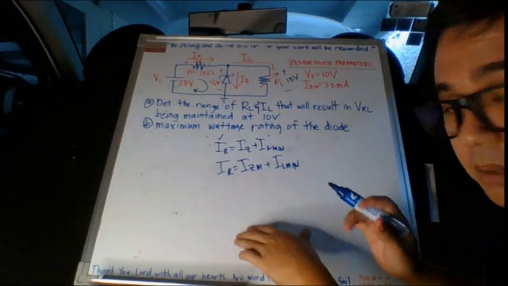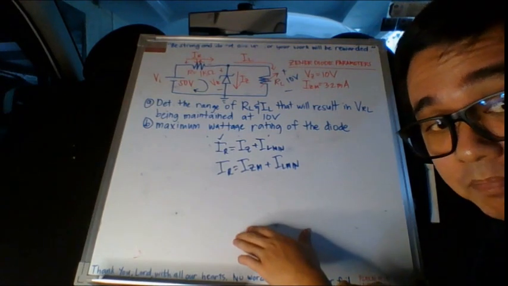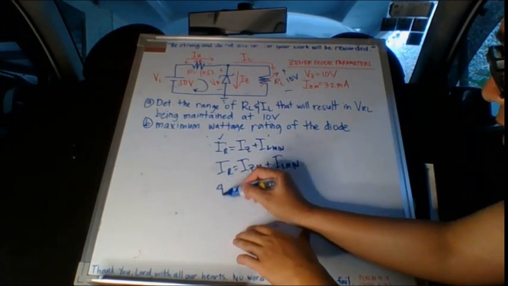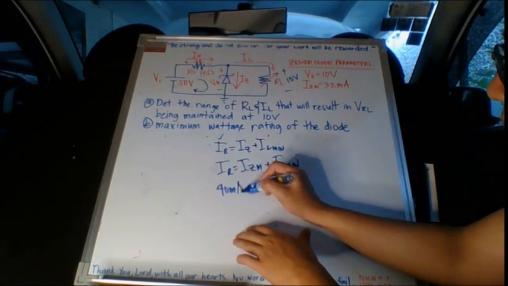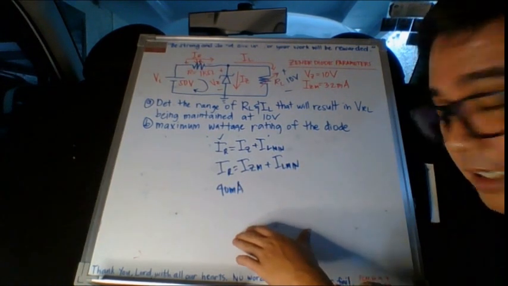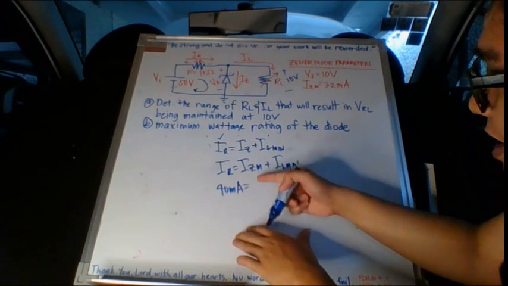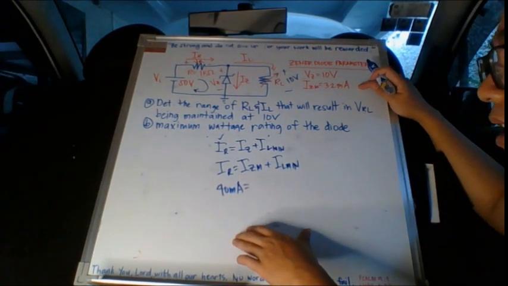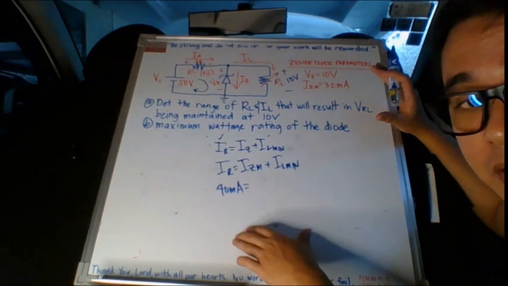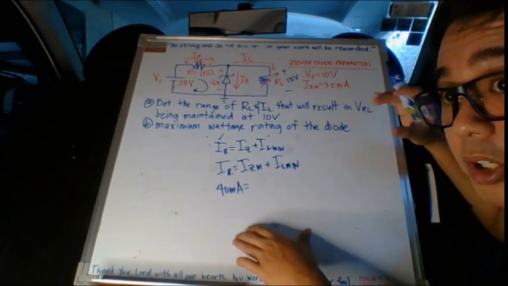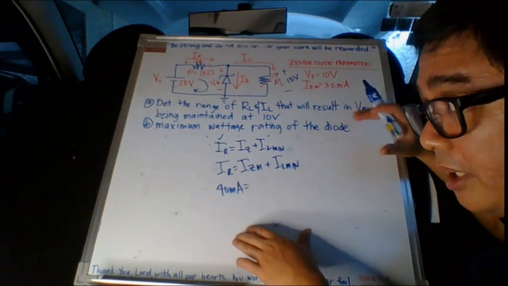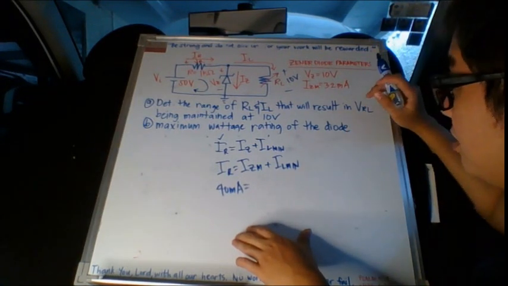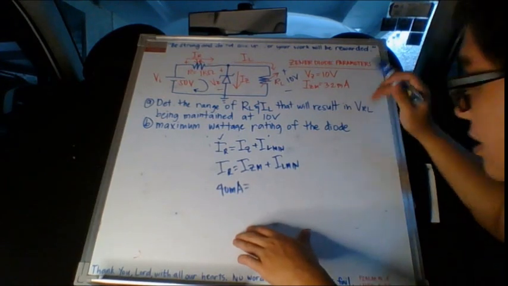Pwede na natin ngayon makuha yung ating IL min. We have to substitute the values. We have 40 milliamperes para dito sa I sub R, yan yung na-solve natin kanina, equals yung IZM natin is given. So we have 32 milliamperes. Kung walang value ito at given lang yung model ng ating Zener diode, pwede natin itong tignan sa ating datasheet. But since given ito, para sa problem na to, we can write this down.